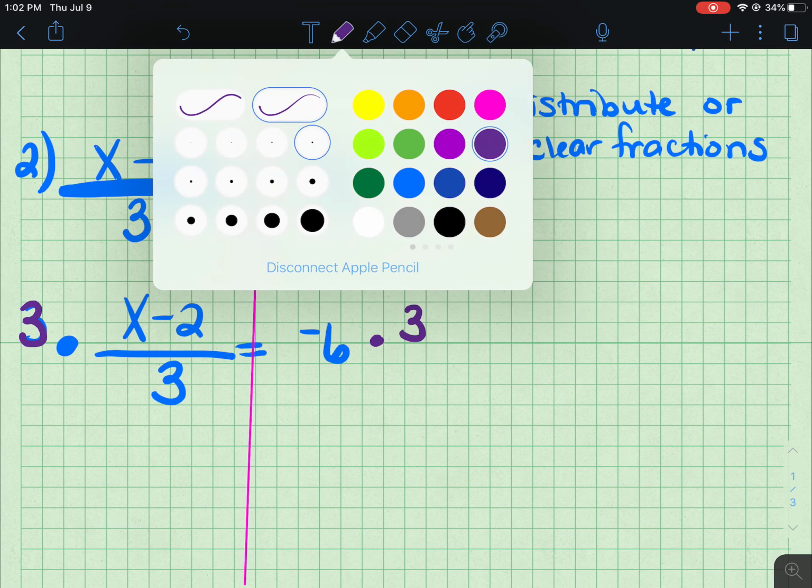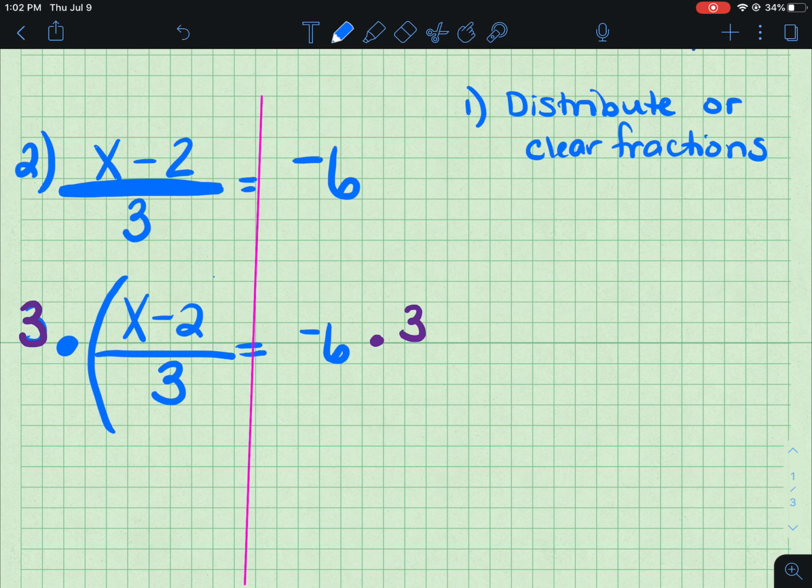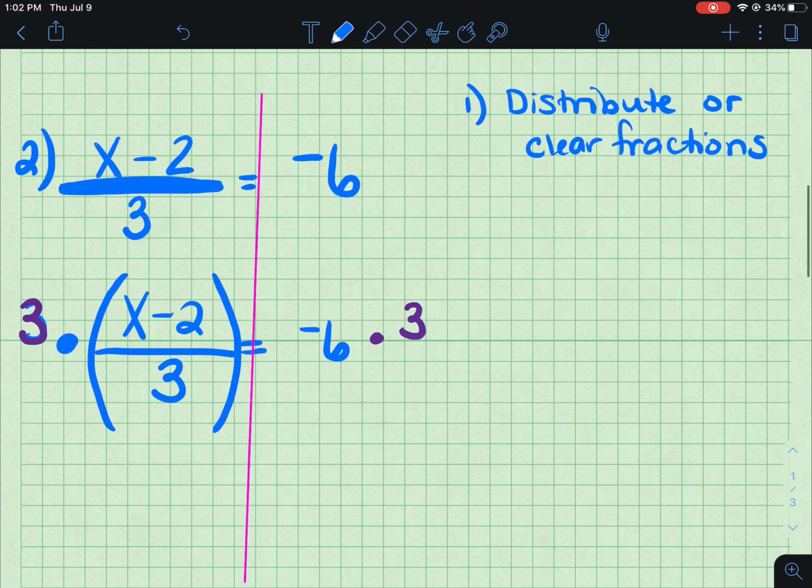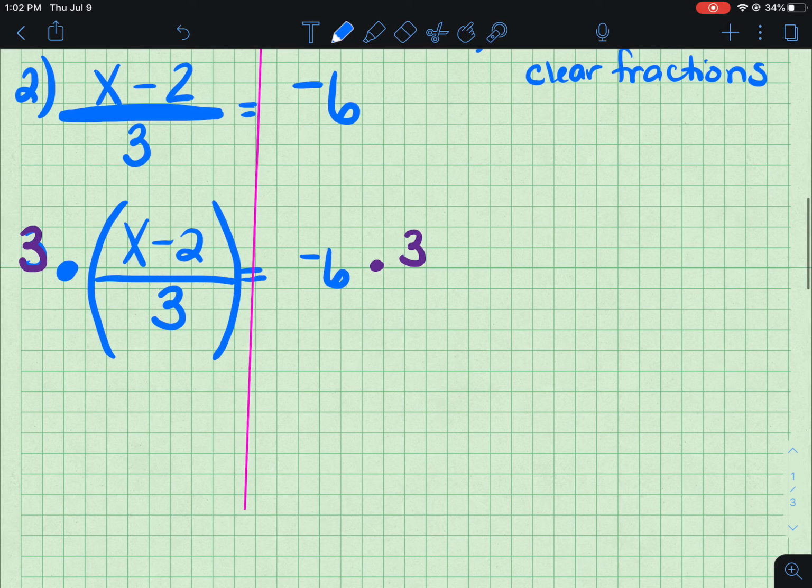So maybe I do it like this instead. Maybe this makes more sense. Maybe I put the whole thing in parentheses. We're not distributing here. We brought this purple 3 in to get rid of the 3 in the denominator because 3 over 3 is 1. We don't then distribute it. You can't use it twice. You only use it once. And in this case, I used it to cross out the denominator. So that's going to be x minus 2. And on the right side is going to be negative 6 times 3.